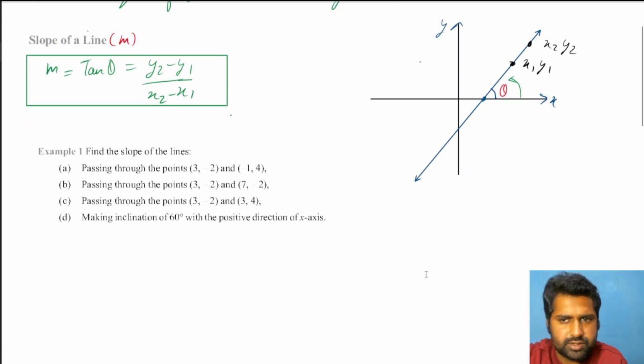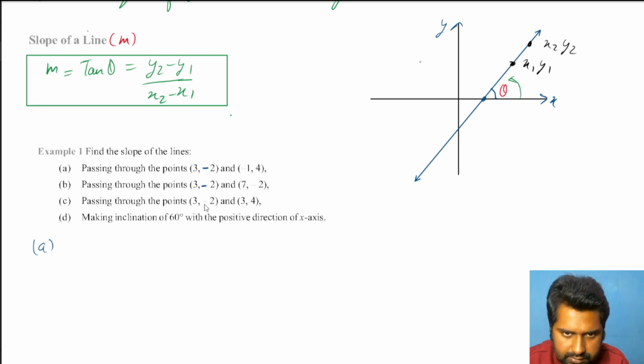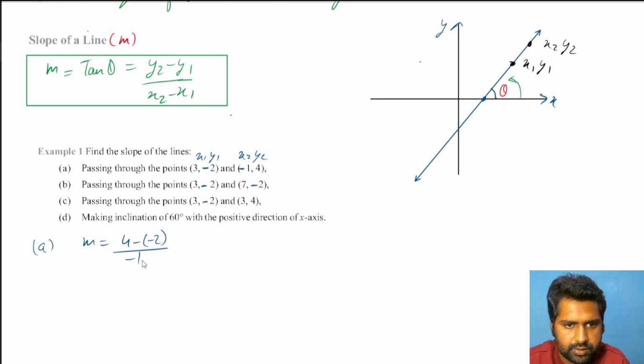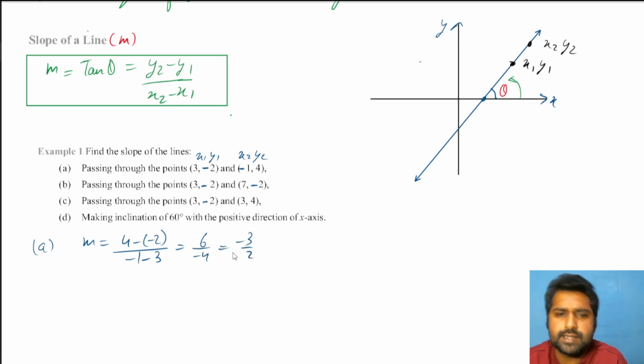Just some basics. The question says find the slope of a line passing through these coordinates. First part: 3 comma minus 2 and minus 1 comma 4. So x1 y1, x2 y2. Slope is y2 minus y1, so 4 minus minus 2 upon minus 1 minus 3, that gives 6 by minus 4, that's minus 3 by 2. Slope of the first line is negative.